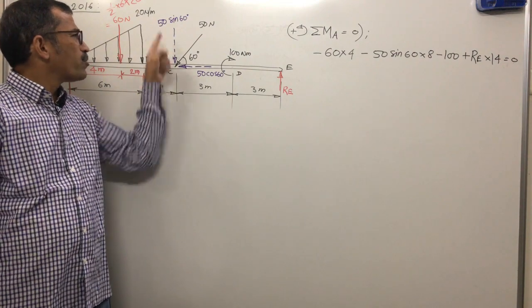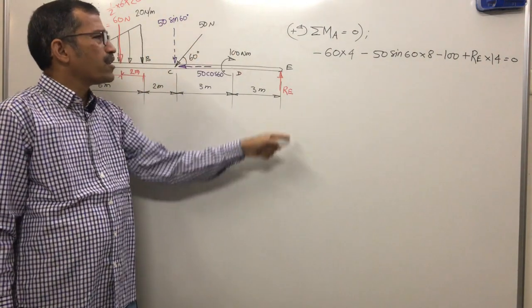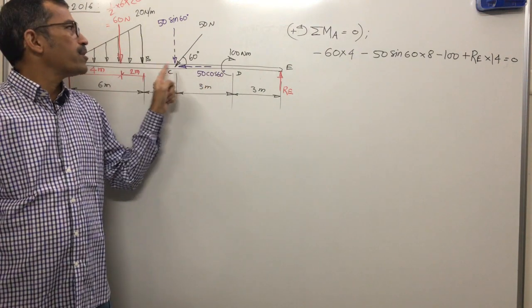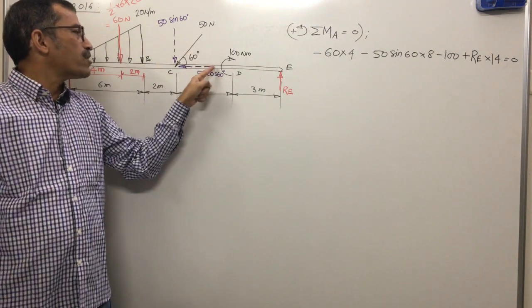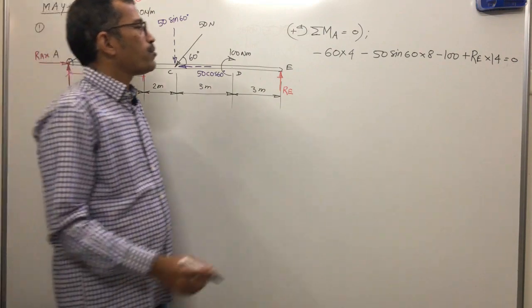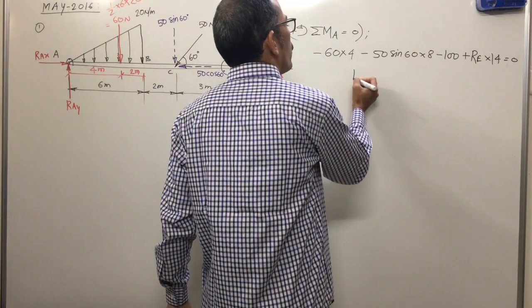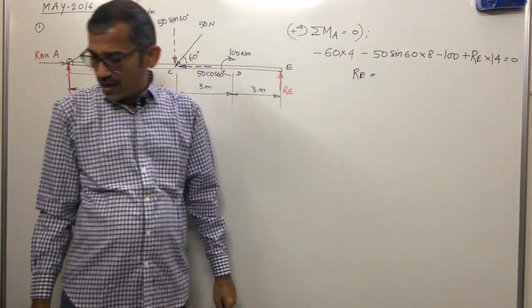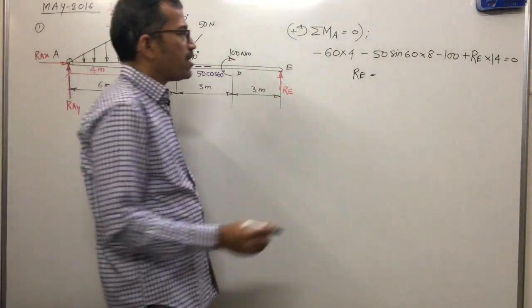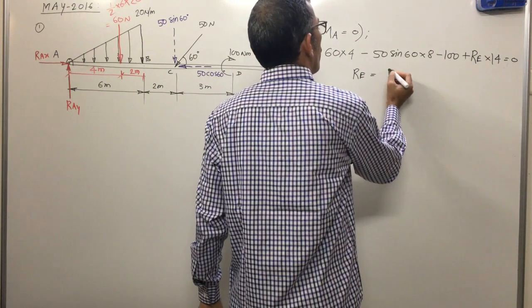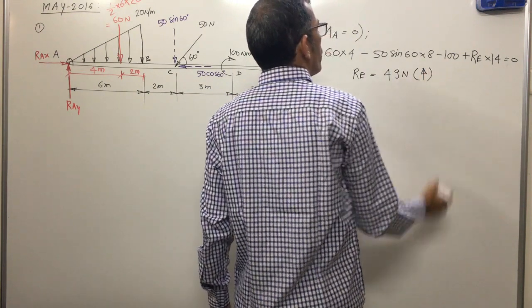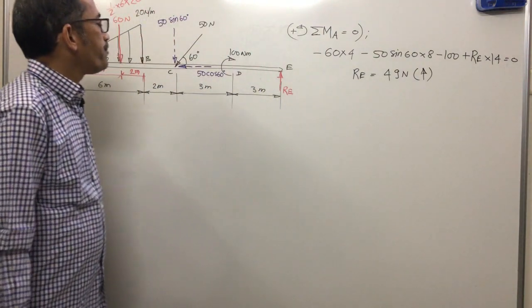Clear moment equation: force into perpendicular distance. Simple problem. Forces are vertical, perpendicular distance is horizontal. The moment of the horizontal component of 50 Newton is 0, because the line of action of this force passes through point A. So what will we get here? Re equal to, how much? It is 49 Newton. 49 Newton. You calculate yourself and check. You must get the same answer.